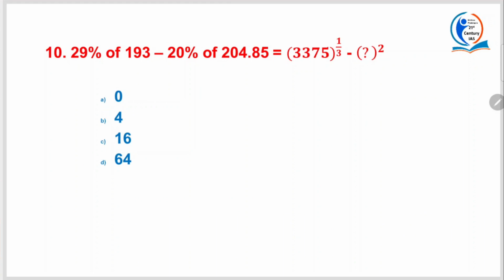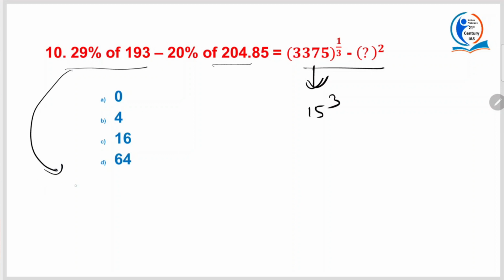Yeah. Now 29% of 193 minus 20% of this is equal to this. See, please mug up cubes till 30. Here, 3375 is 15 cube, all easy for calculation. Now this 29% of 193 can be written as 30% of 193 minus 1% of 193. One way is direct multiplication and then add or subtract. The other one is you can do it like this also.